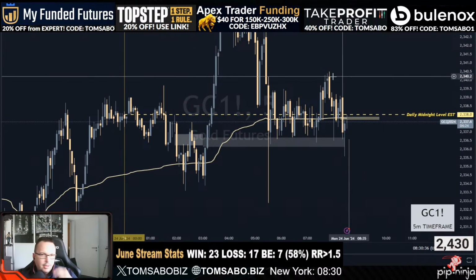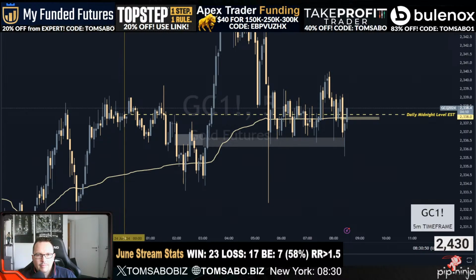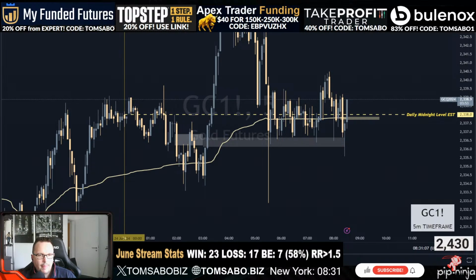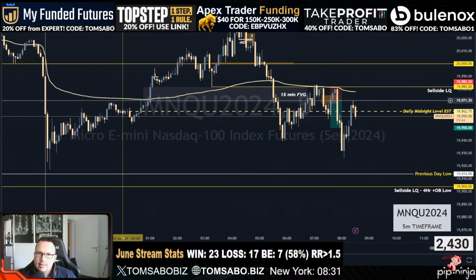Even if it would go down, I don't know if it will be able to break that previous day low. Yeah, no, it's not optimal. I'm just checking some levels and it's just not optimal. It's gonna go higher, so that's why this is not a good entry.